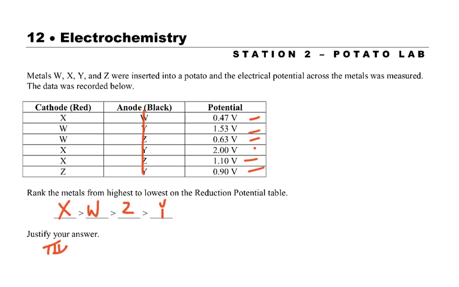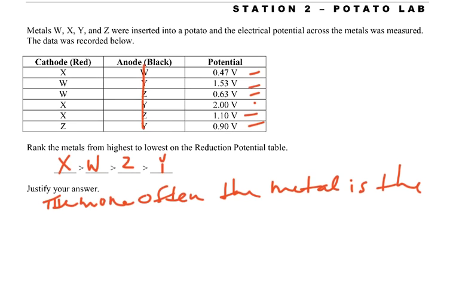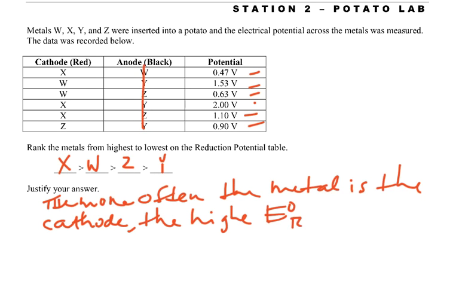The more often the metal is the cathode, the higher E0 reduction it has. So the higher up it is in the table, and that's what we're looking for.